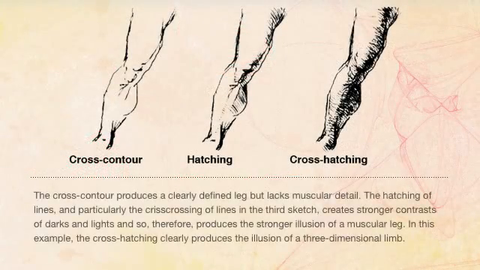The cross contour produces a clearly defined leg but lacks muscular detail. The hatching of line, and particularly the crisscrossing of lines in the third sketch, creates stronger contrasts of darks and lights, and so therefore produces the stronger illusion of a muscular leg. In this example, the cross-hatching clearly produces the illusion of a three-dimensional limb.